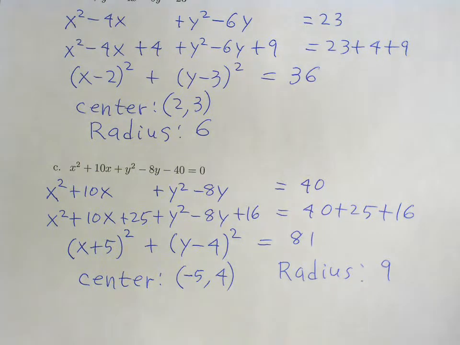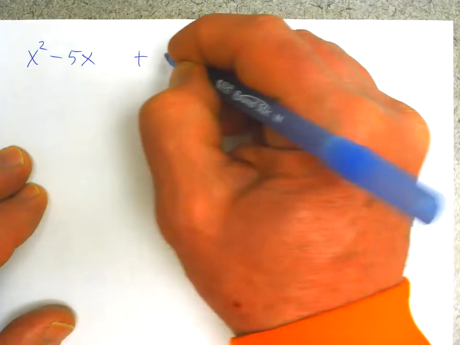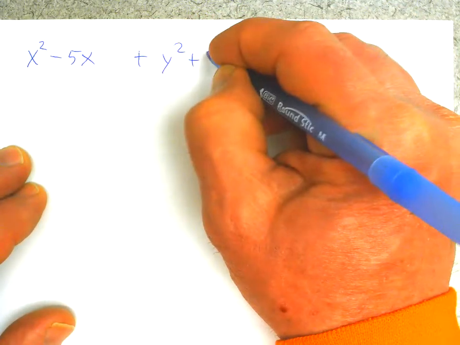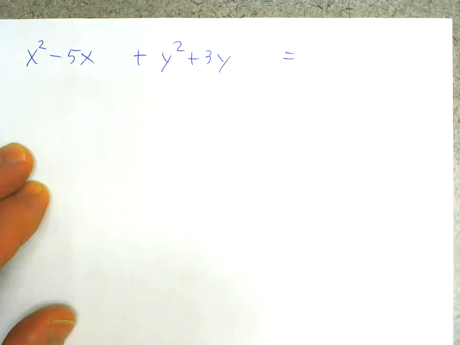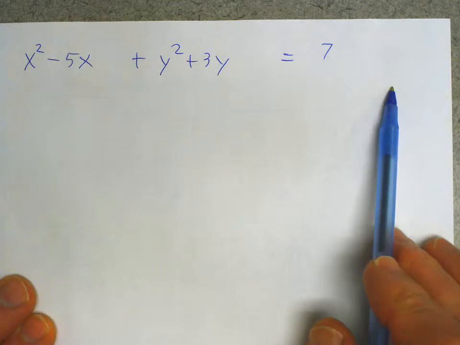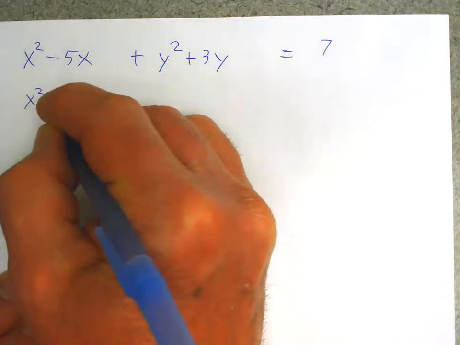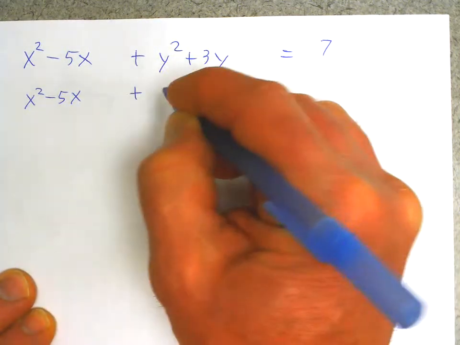Okay, I'll do one example of something a little different. It's the same but different. So on this one, suppose you have x squared minus 5x plus y squared plus 3y equals 7. This is also an equation of a circle, but this time we have to use fractions.